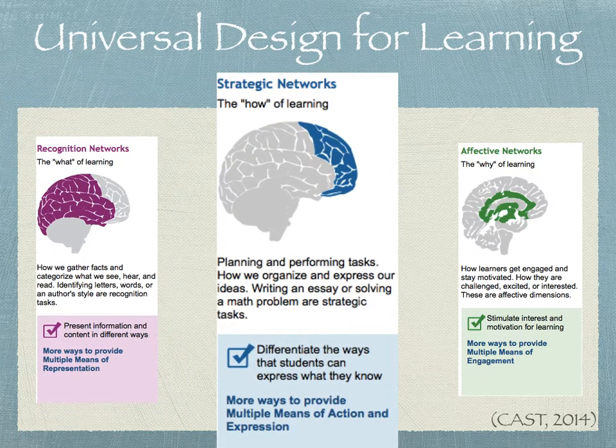Another UDL brain network is the strategic network, and it provides multiple means of action and expression. In this network, students are given opportunities to practice executive functions, such as goal setting and choice as to how they will express and communicate their learning. This UDL principle can be found in the third, fourth, and fifth phases of the 5Es instructional model.